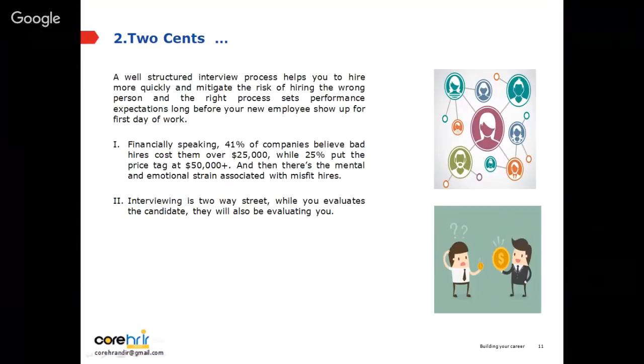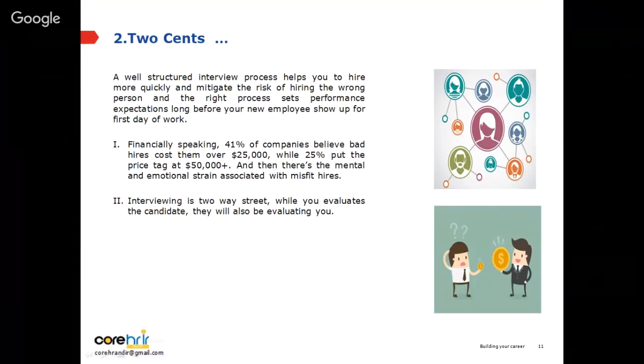The second thing we want to share with all of you today is that an interview is a two-way street. While you evaluate the candidate, the candidate is also evaluating you. You have only one candidate in front of you, but the candidate has 4 people in front of them to evaluate and judge the organization.